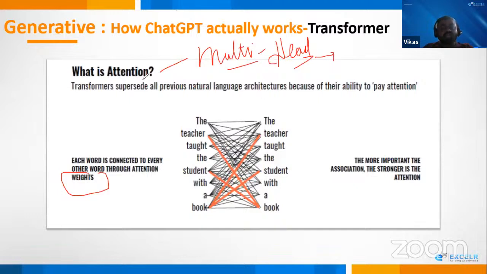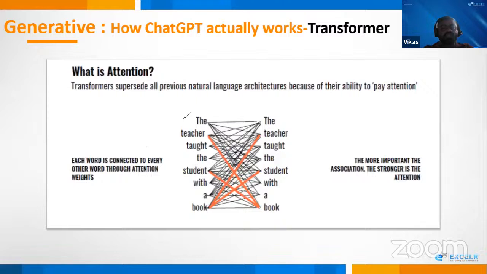Now try to understand what attention is actually. Attention means I am trying to create a relationship between the words, because we saw that in the sentence we took as an example: the teacher taught the student with the book. Now we have to create one kind of relationship. The word with the teacher, the book with the teacher, and the other words: whether there is a connection between the book and the teacher, or between the book and the student, or between taught, teacher and the book.